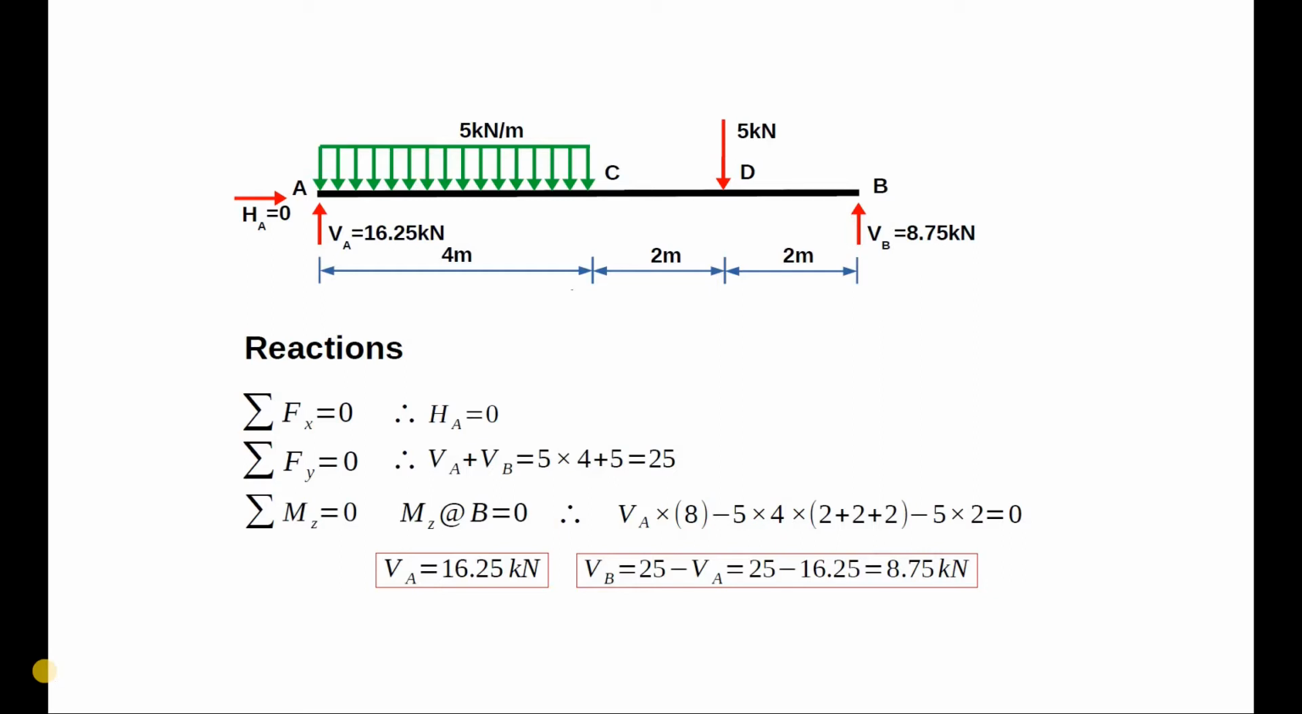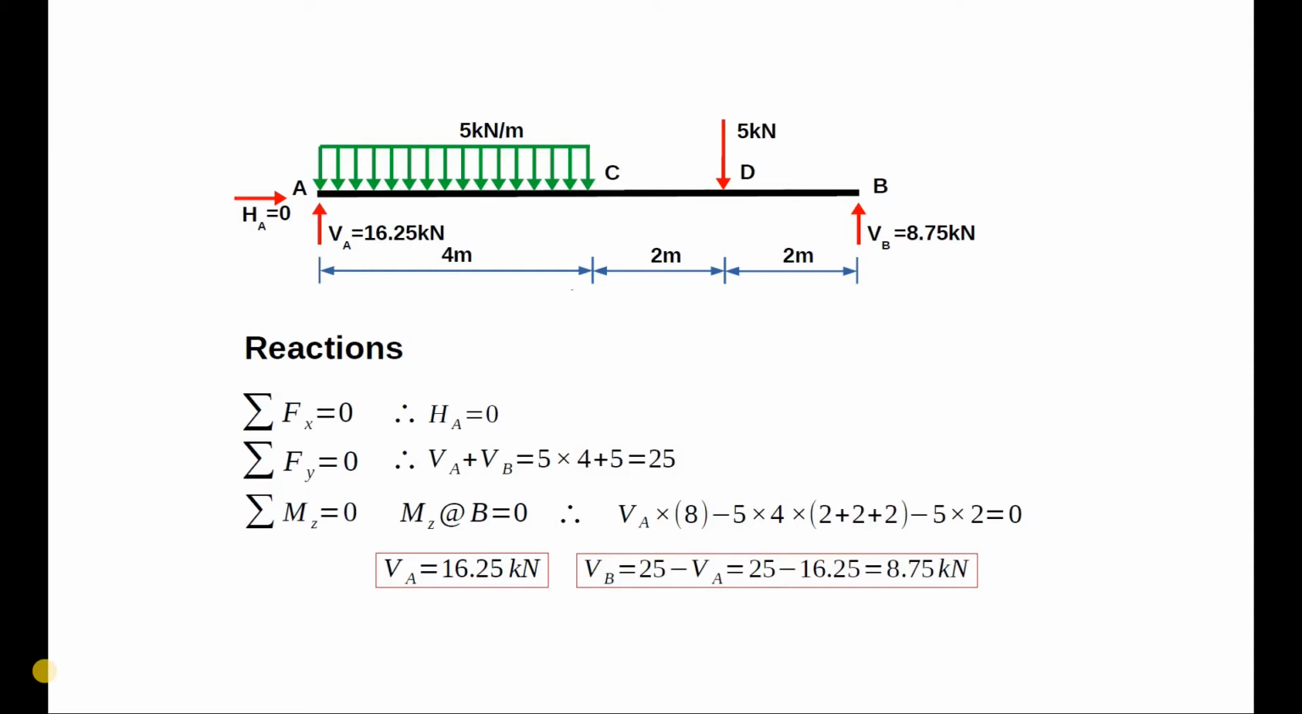As this is a two-dimensional problem, there are three equations of static equilibrium that we can use. Namely, the horizontal equilibrium equation, represented with summation of all the forces acting in x direction reducing to zero; the vertical equilibrium equation, represented with summation of all the forces acting in y direction reducing to zero; and the rotational equilibrium equation, represented with summation of all the moments taken about a point reducing to zero.